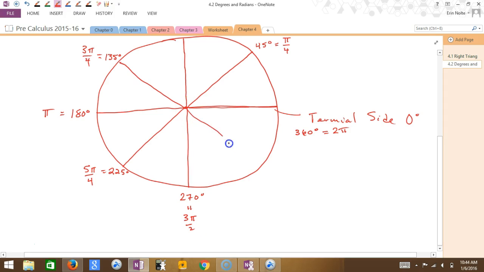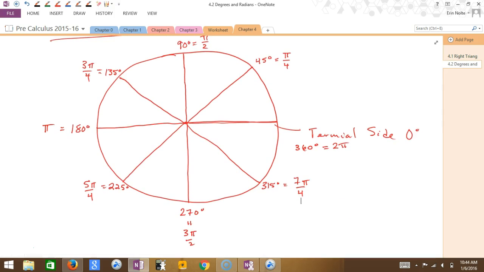And the next one is 7 pi over 4. 7/4, very good. Okay, so basically the idea of this radian thing is that they're going to ask you where certain angles lie, within certain quadrants.